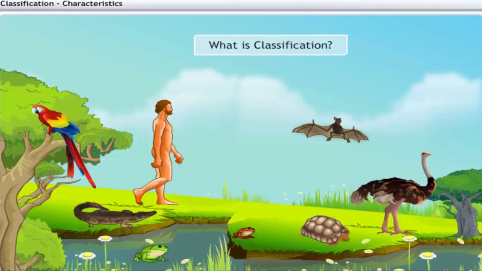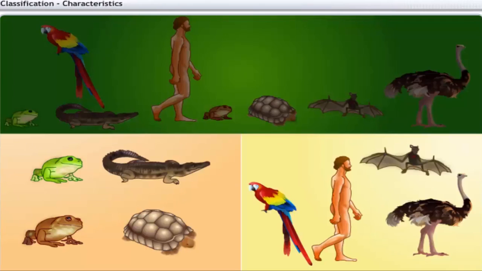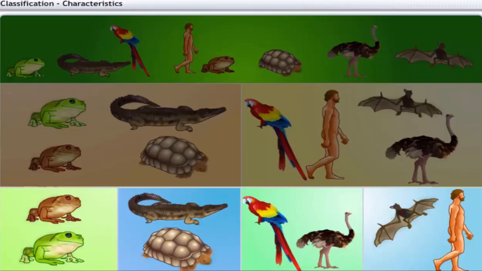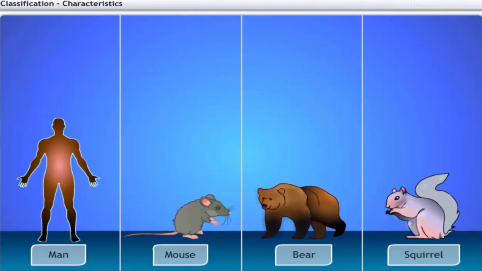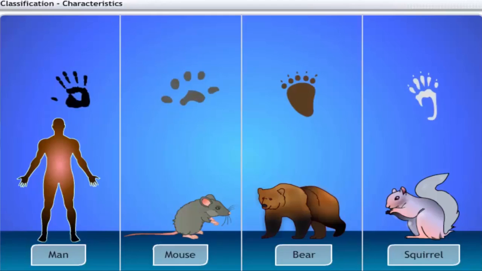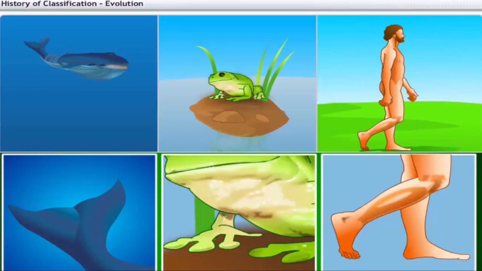What is classification? Classification is the division of living organisms on the basis of characteristics into groups and subgroups. A characteristic may be a particular form or function. For example, some animals have 5 fingers. This is a characteristic. The process of classification continues using a new characteristic each time. All living things are classified on the basis of their form and function.